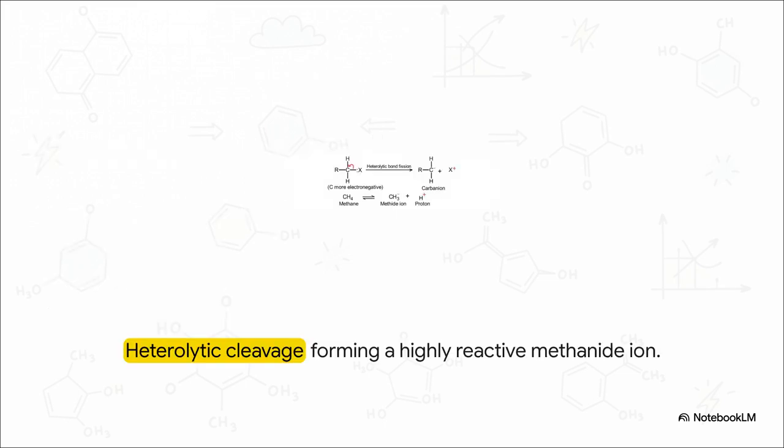Basically, the carbon atom is electronegative enough to just walk away with the entire electron pair. Let's look at the absolute simplest generation, direct heterolytic cleavage. Because carbon is more electronegative than whatever generic X group is attached to it, the bond breaks unevenly. Carbon keeps the electron pair, it gains that negative charge, and boom, it becomes a methanide ion. It is born entirely ready to react.